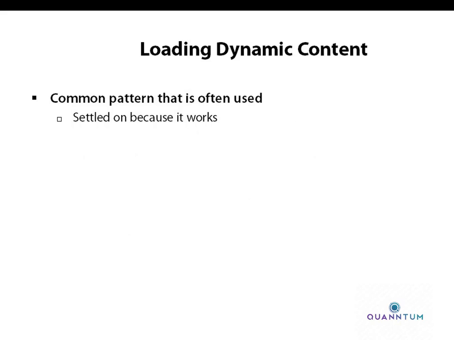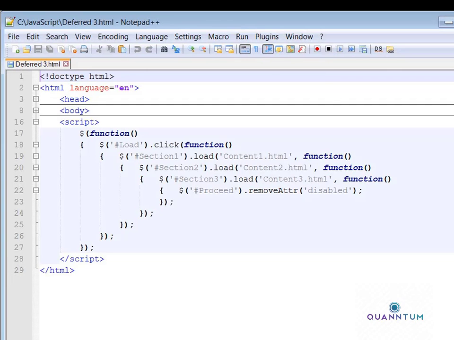We're going to take a look at a pattern that is in common use in many projects around the web. It's in use because the developers settled on it and never looked for another way. Here it is. Essentially, the code is the same as what we've seen so far. We're just nesting the calls to load content in the success callback of the previous load.